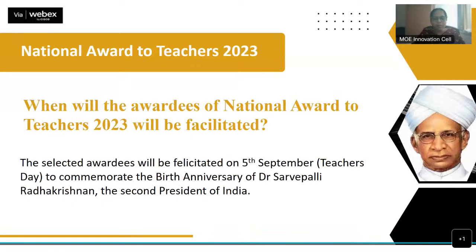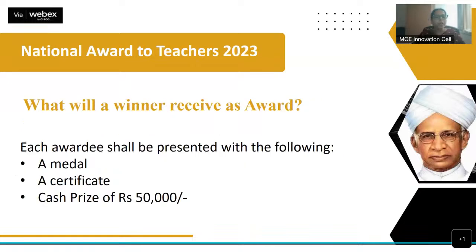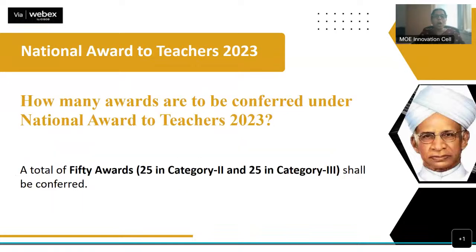And when will the awardees of the National Award to Teachers 2023 be facilitated? The awardees will be facilitated on 5th September to commemorate the birth anniversary of Dr. Sarvepalli Radhakrishnan, the second President of India. What will a winner receive as an award? Each awardee shall be presented with a medal, a certificate, and a cash prize of rupees 50,000. How many awards are to be conferred? A total of 50 awards, 25 in category 2 and 25 in category 3.